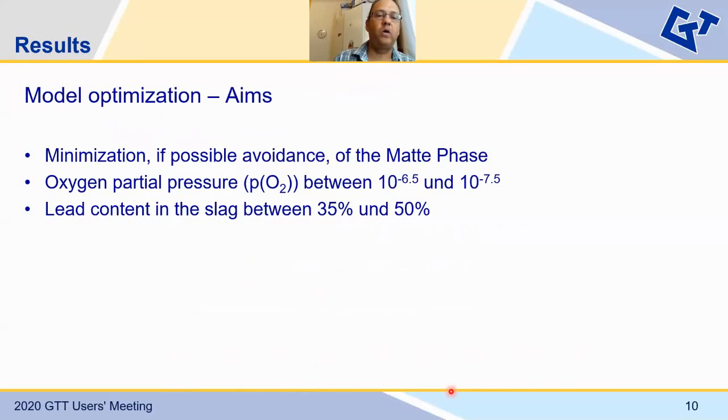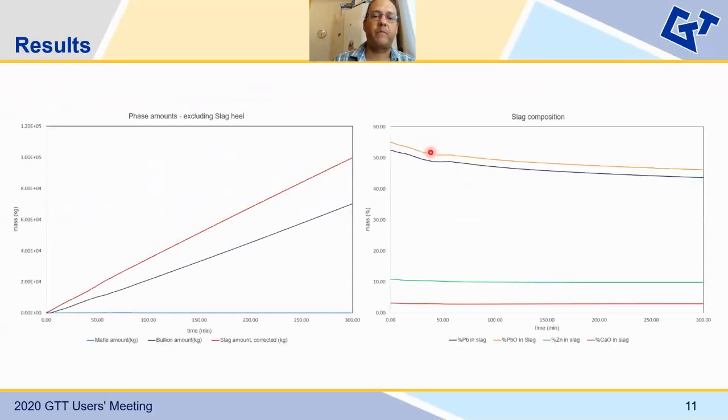In order to have a stable process, you know from practice that you should avoid the mat phase. You should have an oxygen partial pressure between 10 to the minus 6.5 and 10 to the minus 7.5, and the lead content in the slag should be between 35 and 50 weight%. When you calibrate the model by adjusting the split factors for the fraction splitters, you get reasonable results.